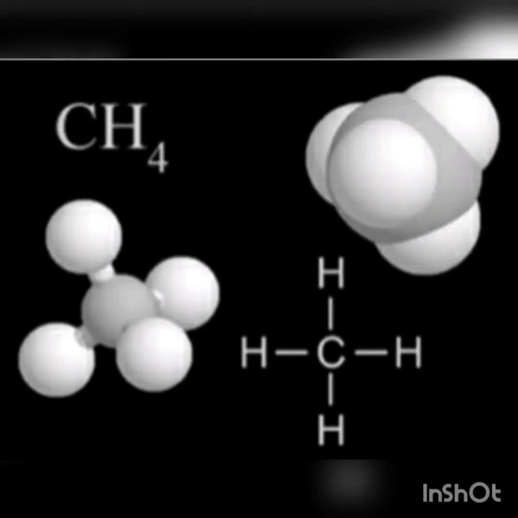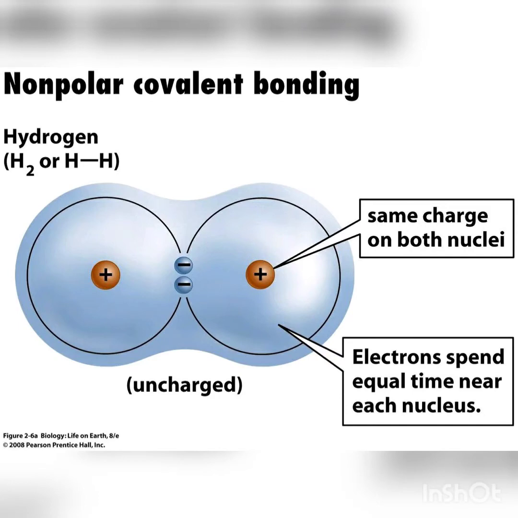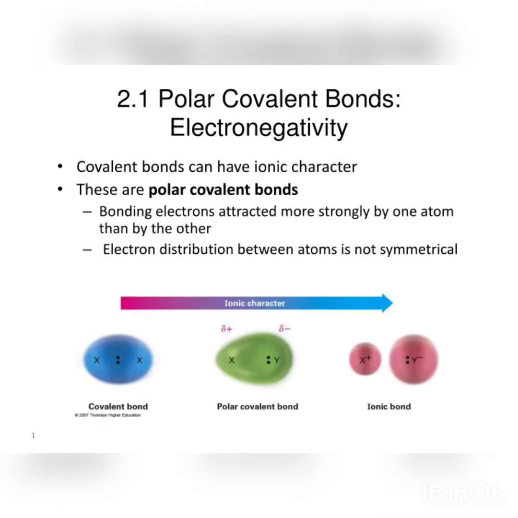In methane, there is a central carbon atom which is pulled by hydrogen atoms from all the four sides with an equal pull, and hence there is no polarity, so this is called a non-polar bond. There is also a non-polar covalent bond, as we are seeing in the structure of hydrogen here. It's not polarized because there is the same charge on both the nuclei and electrons spend equal time near each nucleus. Now let us see polar covalent bonds.